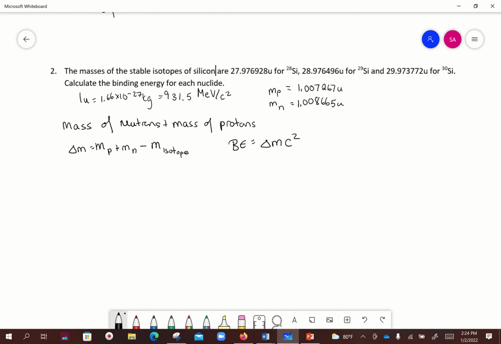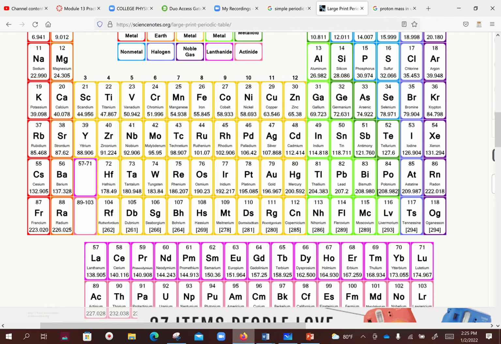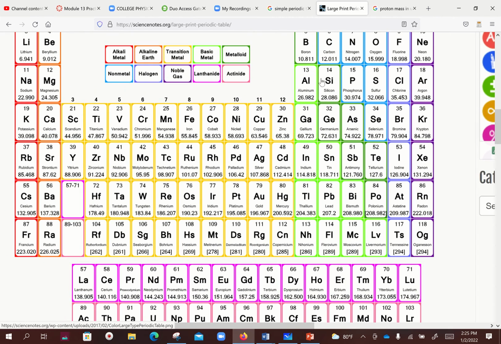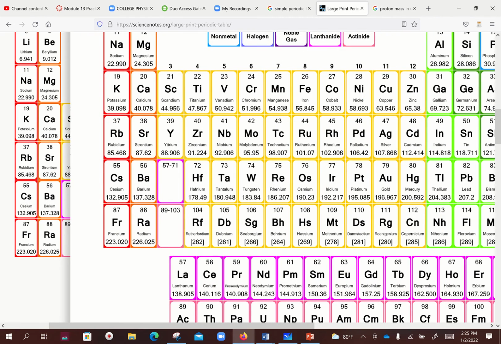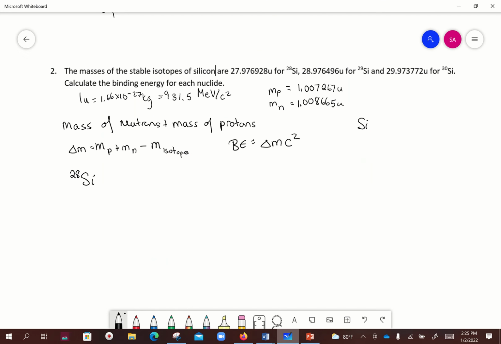All right, so let's do this for these different isotopes. I've got silicon 28, silicon 29, and silicon 30. So silicon, if we look up in the periodic table, silicon is right over here. It's got 14 protons. So if I do silicon 28, it's going to have 14 protons and 14 neutrons. So the mass of the neutrons plus the protons is going to be 14 times P plus 14 neutrons.